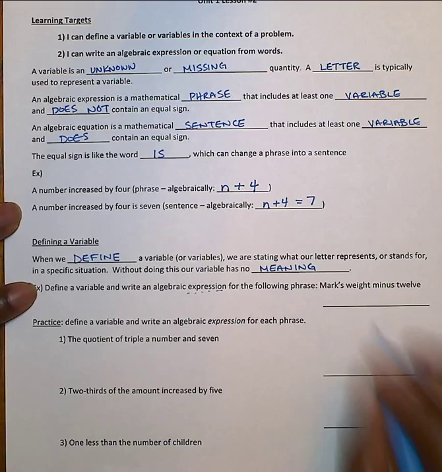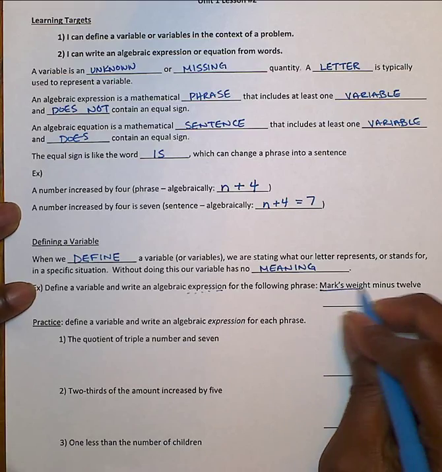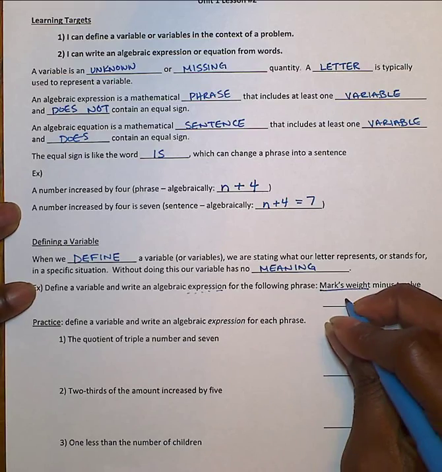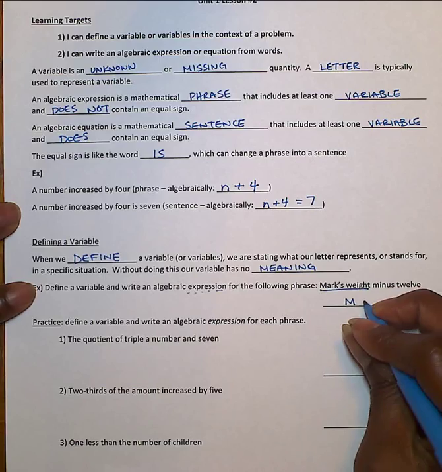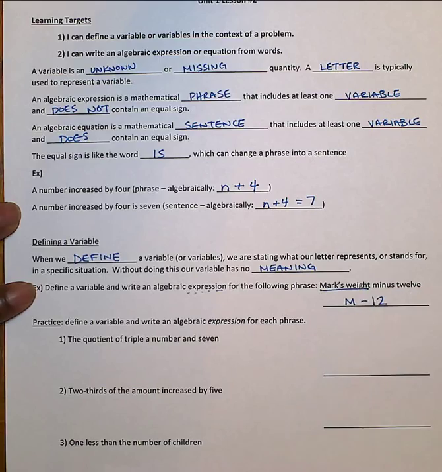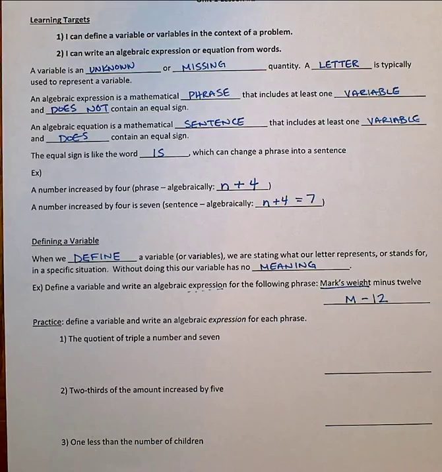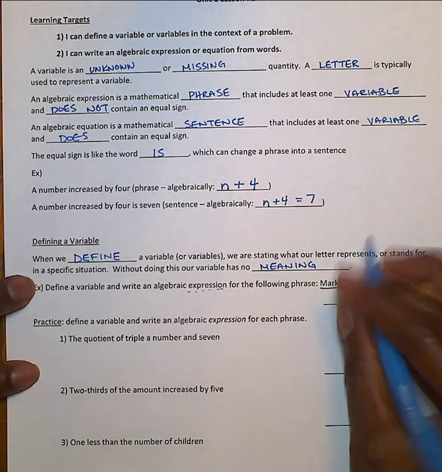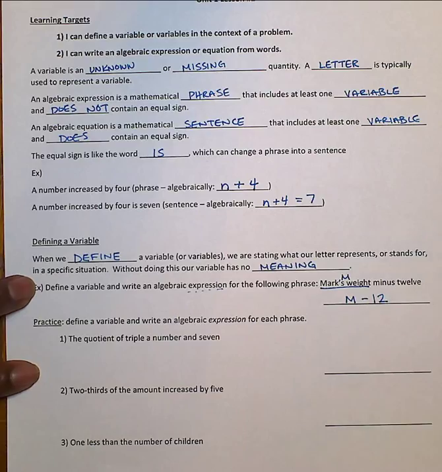Okay, so I'm writing a variable for Mark's weight. I'd probably say M, Mark's weight, minus 12. I could see you doing W so that you know it stands for weight. But here's our algebraic expression that went with the phrase. Now, the way I define my variables is I just underline what it's going to stand for, and I write the letter for it there. And that's all I'm really asking you to do to define your variables.